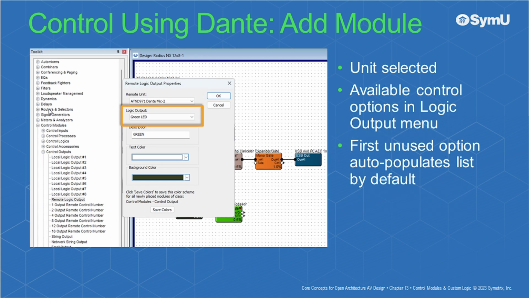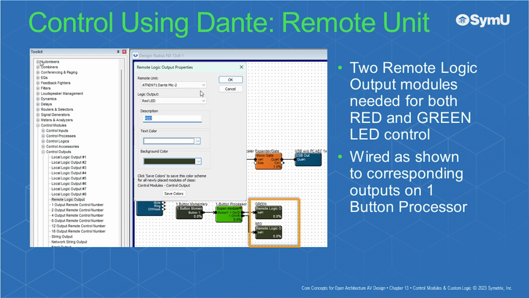Once the unit is selected, the options available for control of that device specifically are found in the Logic Output drop-down menu. The first and used option will auto-populate the list by default. 2 Remote Logic Output modules are needed for both red and green LED control and are wired as shown to the corresponding outputs on the one-button processor.